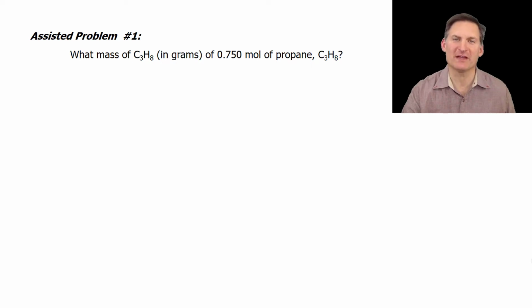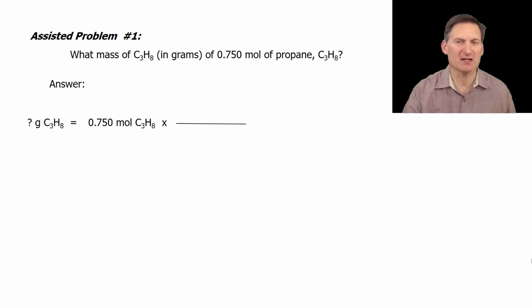Let's go through it one step at a time. Like most calculations we'll do this year, first write down the final unit you'll need to solve for, which in this case is grams of propane. Don't just put grams, you need to specify grams of what. Second, write down your given quantity. Then start setting up a conversion factor.